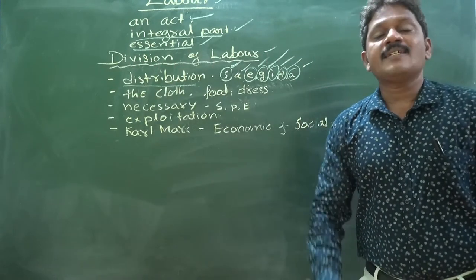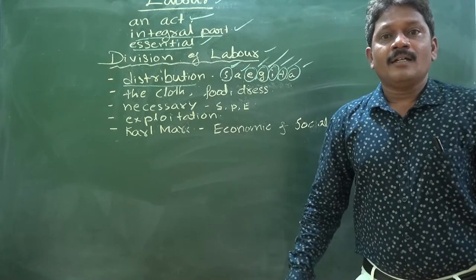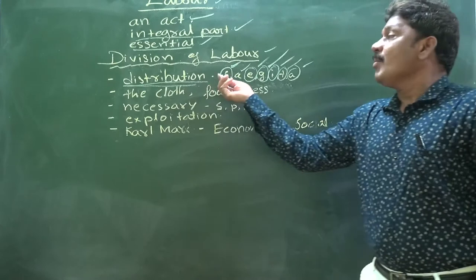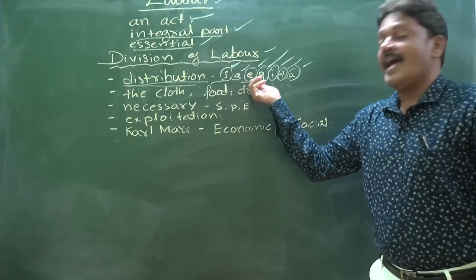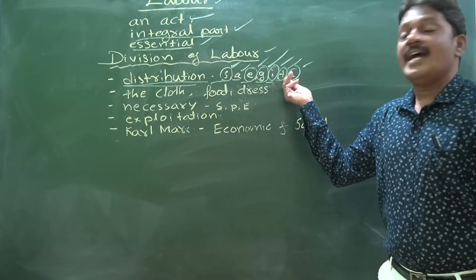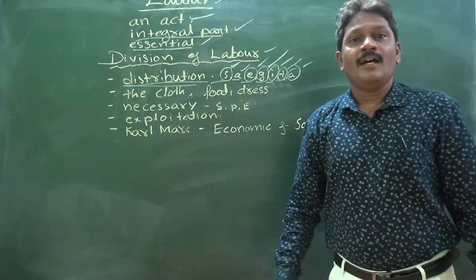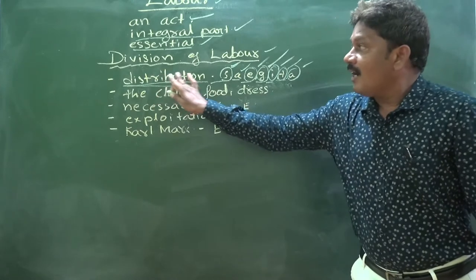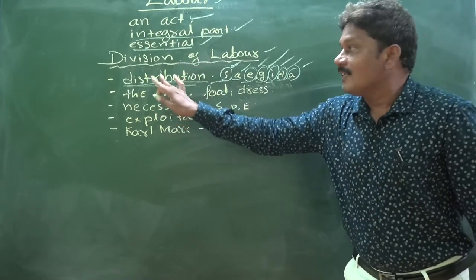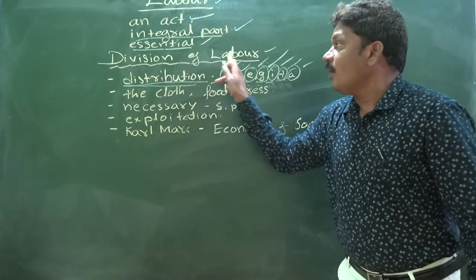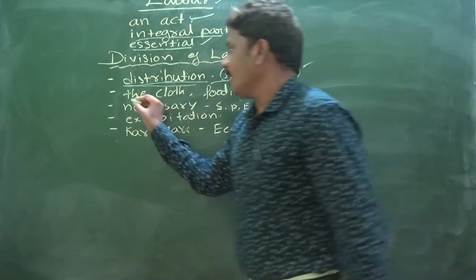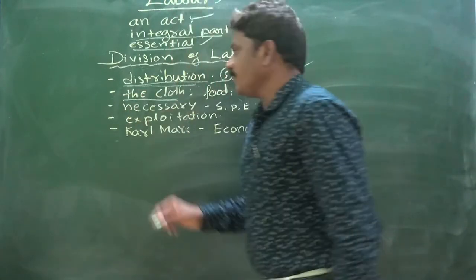You know what the division of labor is? The division of labor means distribution of the work based on expertise, gender, interest, taste, and ability. These are the basic bases of work distribution, and that is called division of labor. For example, I am telling you one example: the cloth.